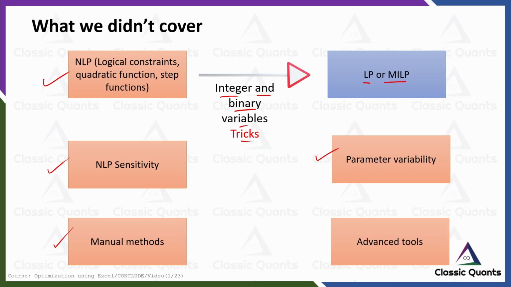Let me tell you what parameter variability is. For example, you have a constraint ax1 plus bx2 less than or equal to c. So far we have considered x1 and x2 as decision variables, or changing variables. In all our analysis, a, b and c were considered constants. So we did not consider the fact that a, b and c can also change. They may not be constants, but can be part of a certain distribution. All those kinds of possibilities we have not covered in this course.